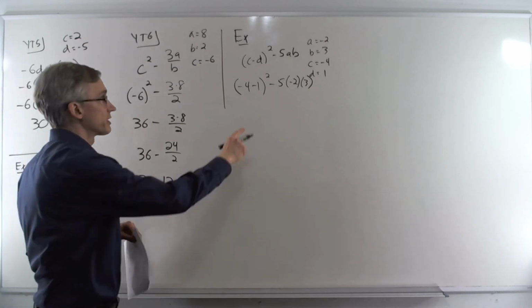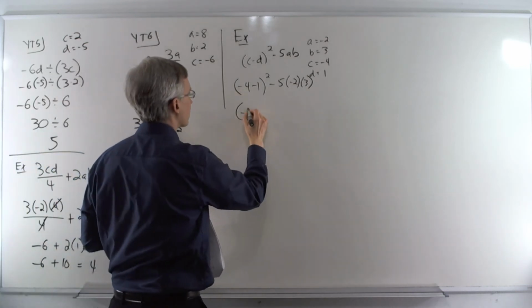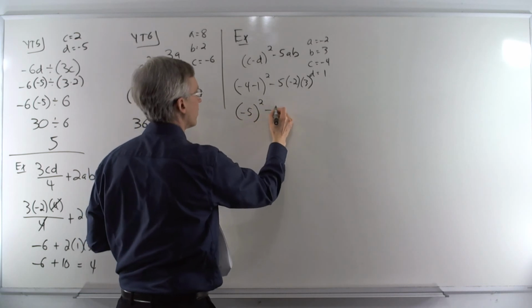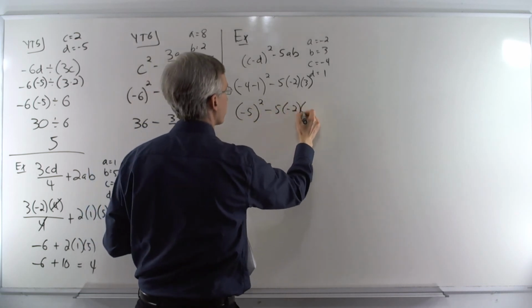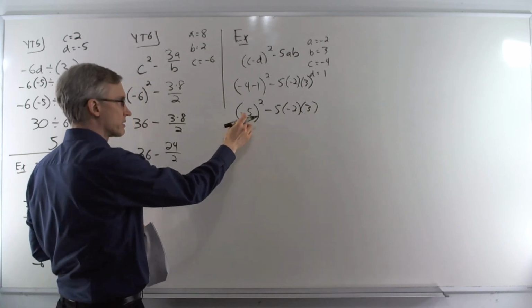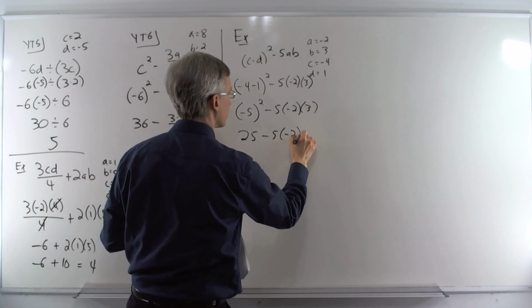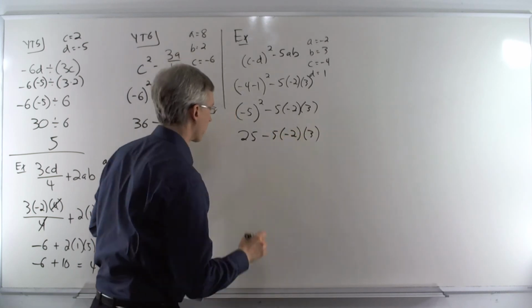So let's start inside this grouping symbol here. Negative 4 minus 1 is negative 5. So that gives us negative 5 squared, minus 5 times negative 2 times 3. Next, the exponent. Negative times negative is positive, so this is positive 25, minus 5 times negative 2 times 3.